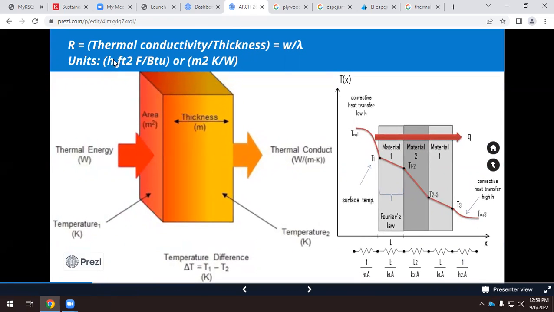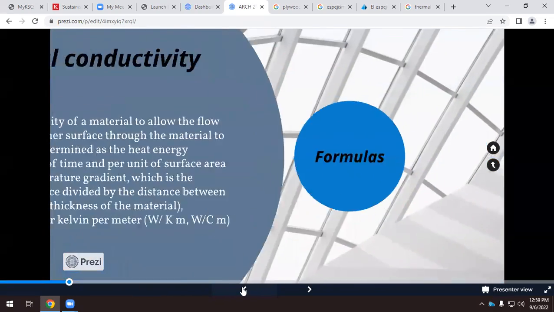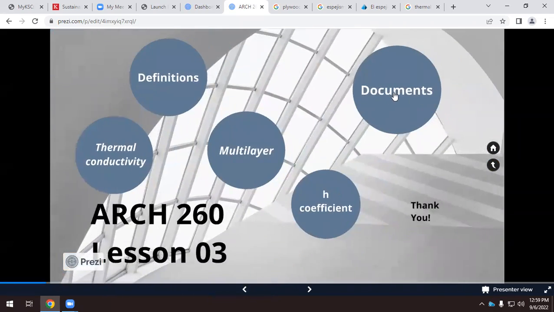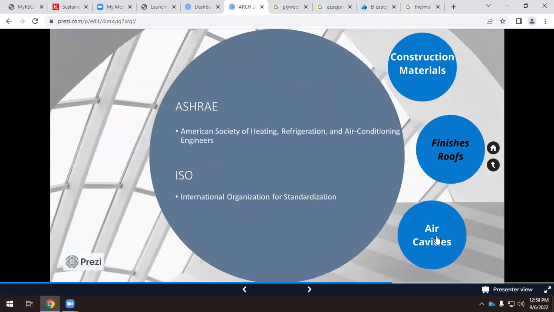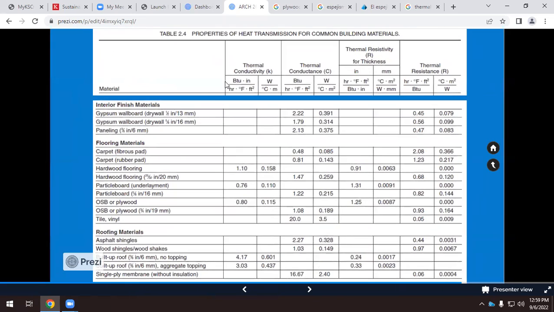Okay, the units, remember, the thermal resistance is hour times feet square times Fahrenheit divided by BTU. And in these construction materials, we have BTU, inch, hour, feet, Fahrenheit, and square feet. Okay, so we have these inches here. I will explain this right now, but be careful with units.